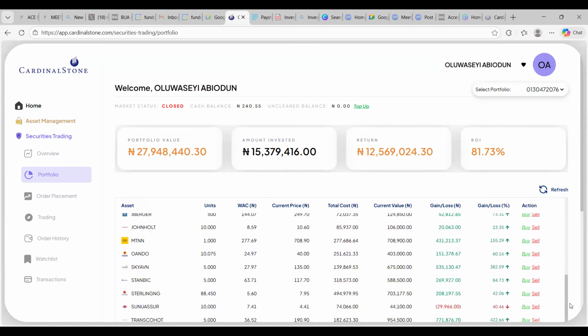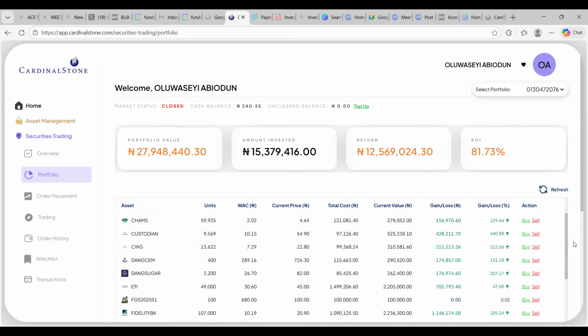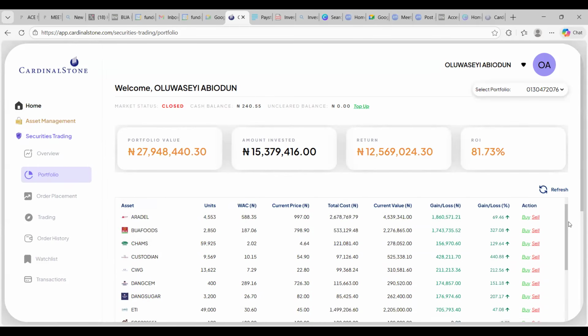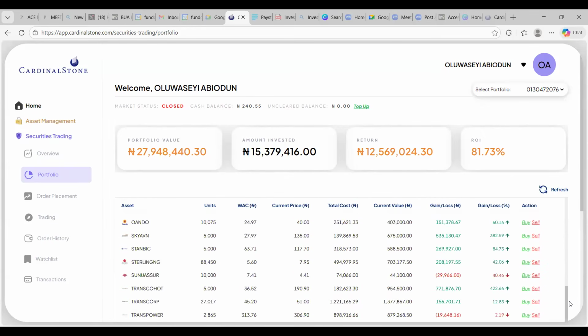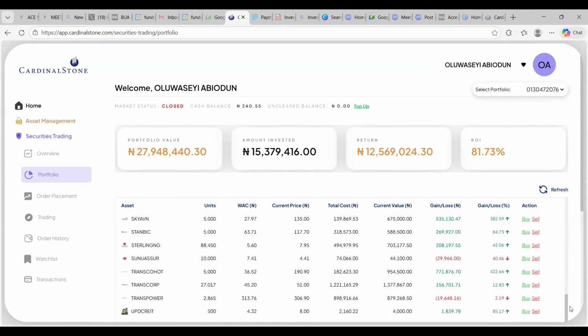So the goal of investing in stocks, the right way, is to increase your greens and reduce your red. Look at this column where they said gain or loss. If you scroll down, I'm scrolling down right now, you will see that it's only in one or two places that you can see red. Only two. Out of a portfolio that has 20 stocks, there are only two that are not doing well, that I've made losses in.